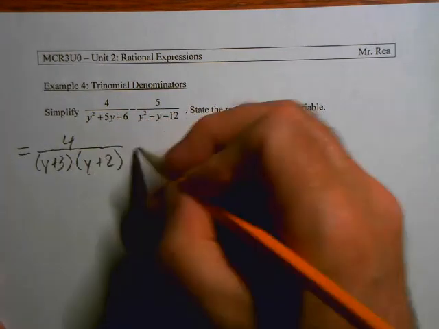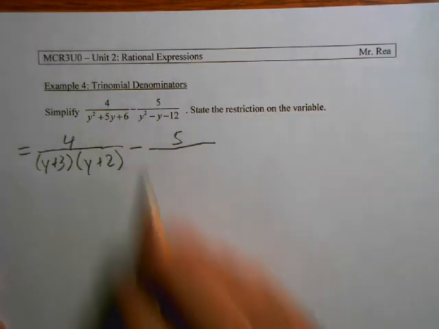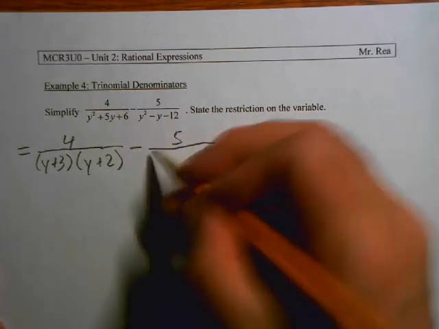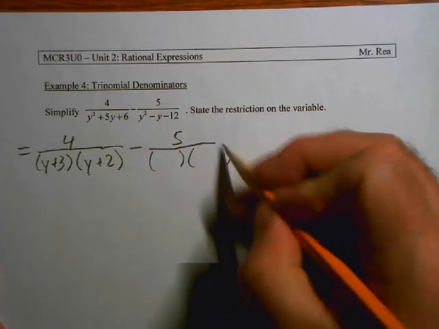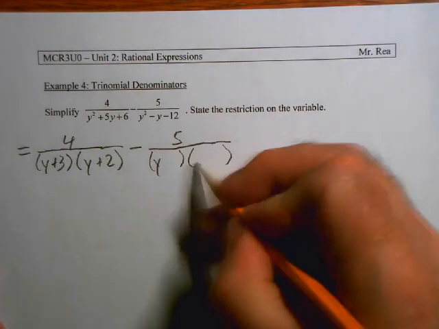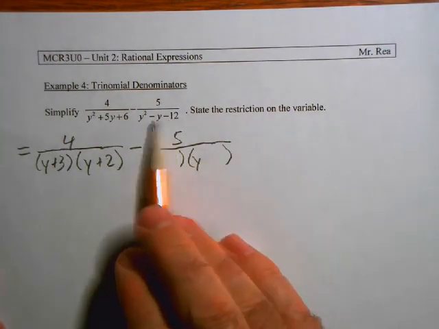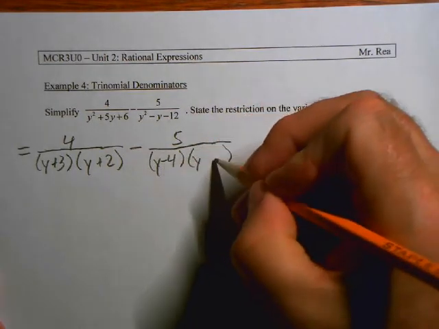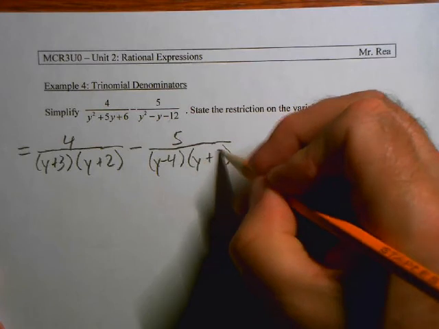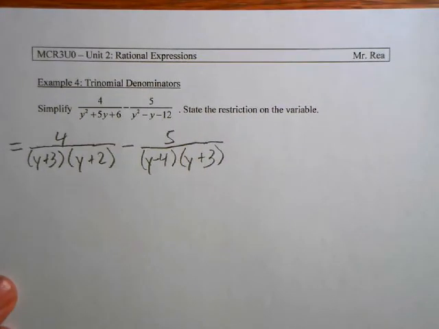So that's all factored. Move on to the next one. 5 on the top, subtraction between, and again, simple trinomial. So if it is factorable, two binomials that start with y, and the two numbers multiply to negative 12, add to negative 1. Well, that's minus 4 and plus 3. So we've got the denominator factored.